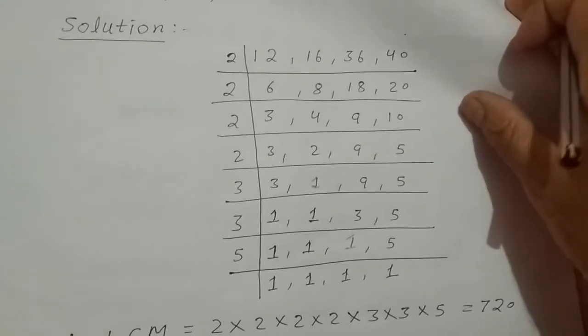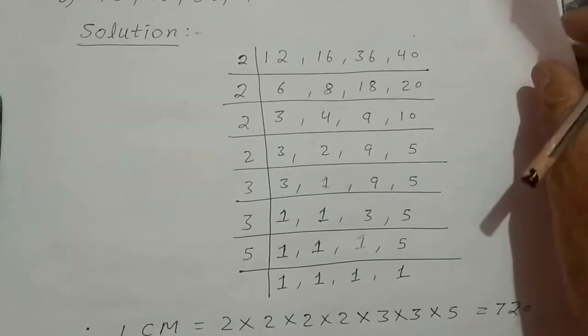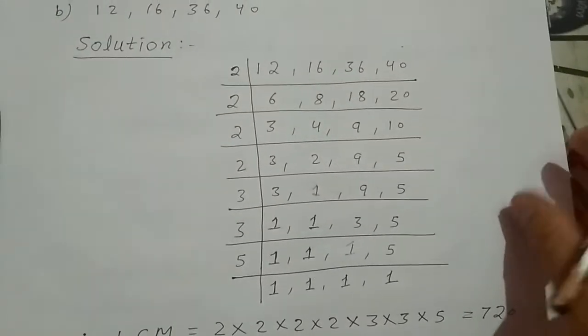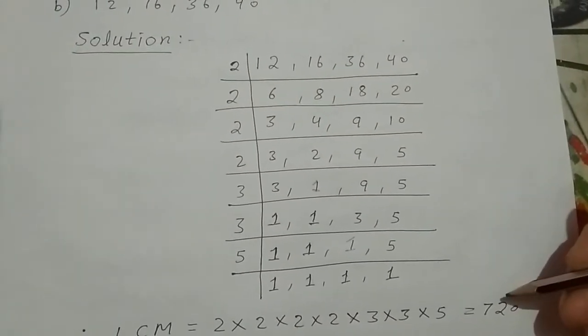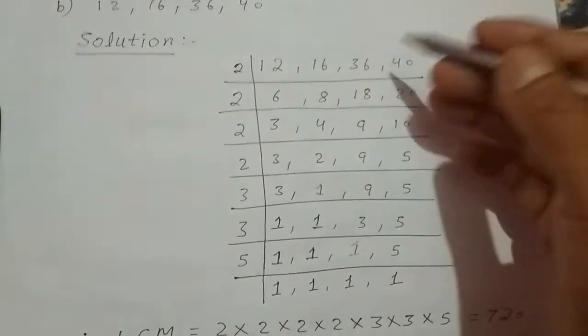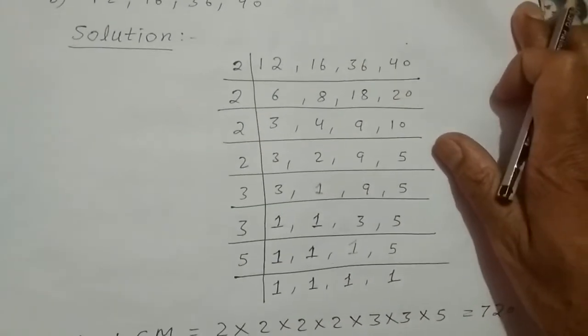So this way we have to find out LCM, least common multiple. So student, this 720 will come in the table of 12 also, 16 also, 36 also, 40 also.